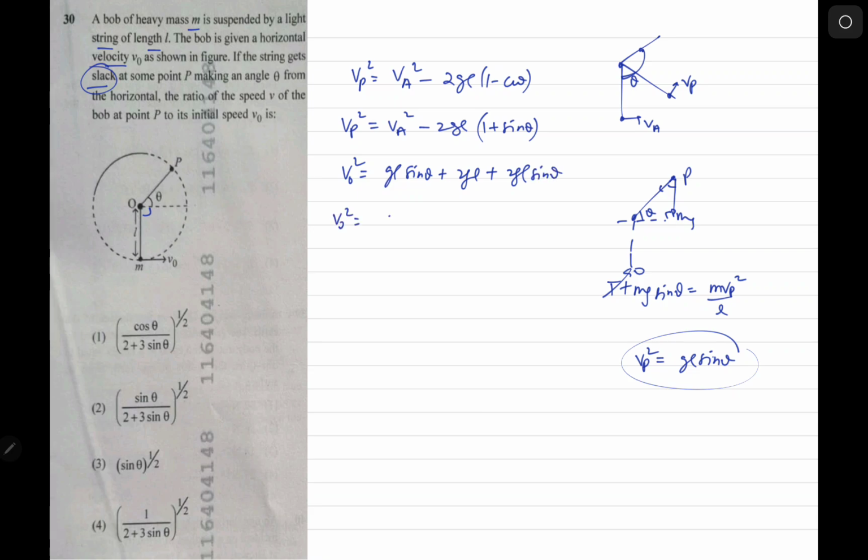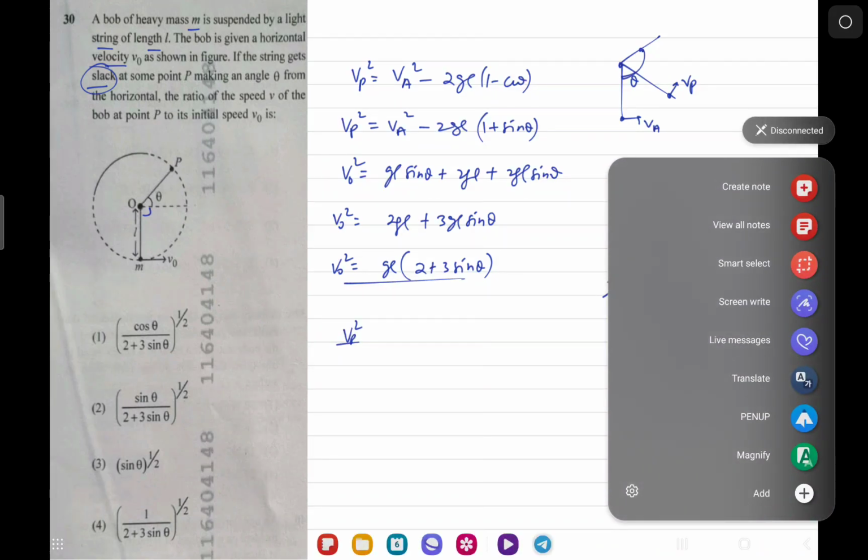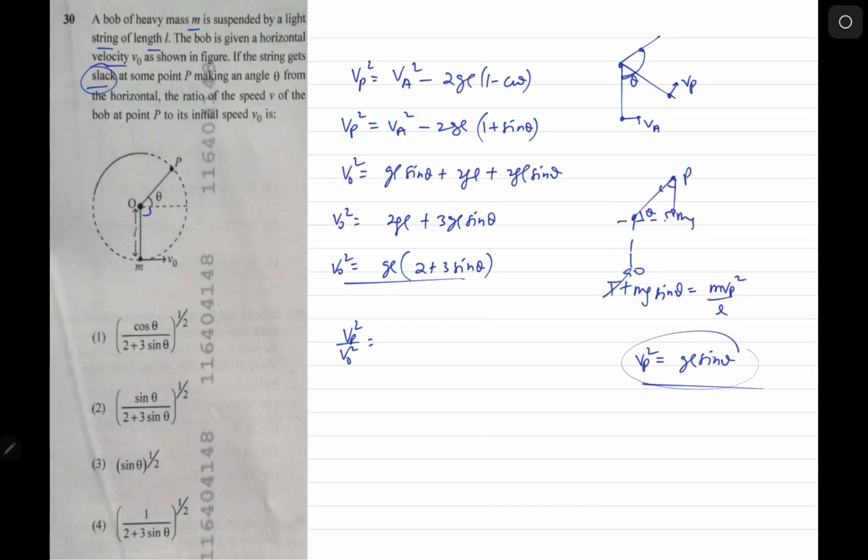So V0 square is equal to 2gL plus 3gL sine theta, and V0 square equals gL, if we take it common, times (2 plus 3 sine theta). Now just take the ratio of these two. So Vp square by V0 square equals sine theta by (2 plus 3 sine theta). Now if we take the square root, Vp by V0 equals root over sine theta by (2 plus 3 sine theta). So that's option 2. This is the correct answer. I hope you understood. Let's move to the next question.